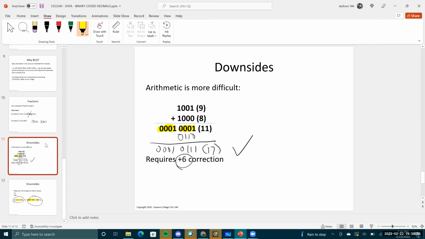Okay. I have a question. So you add 6 to the last BCD digit? To the answer that's being added. If you add 2 numbers and it's larger than 9, you have to add 6 to it to get the correct answer. Okay.